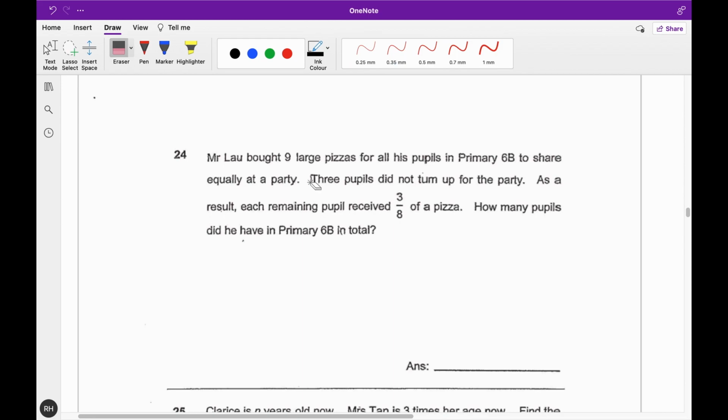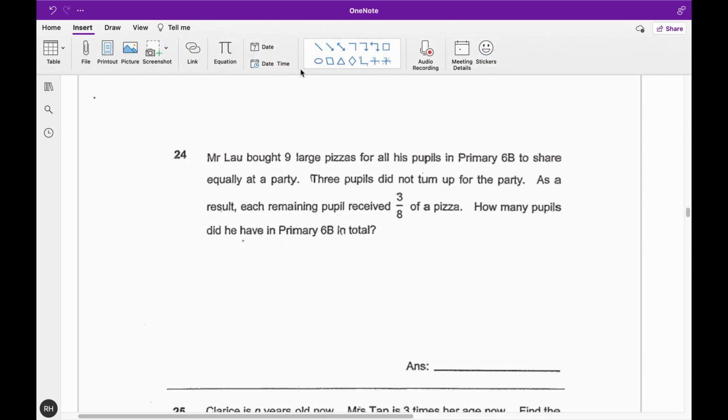Mr. Lau bought 9 large pizzas for all his pupils in Primary 6B to share equally at the party. 3 pupils did not turn up for the party. As a result, each remaining pupil received 3/8 of a pizza. How many pupils did he have in Primary 6B in total? So we have 9 large pizzas.